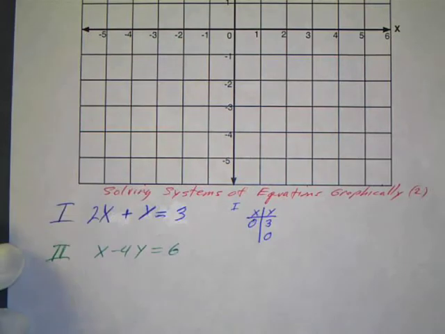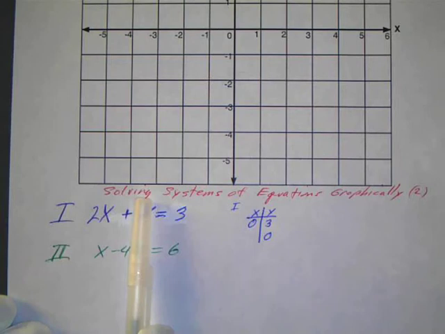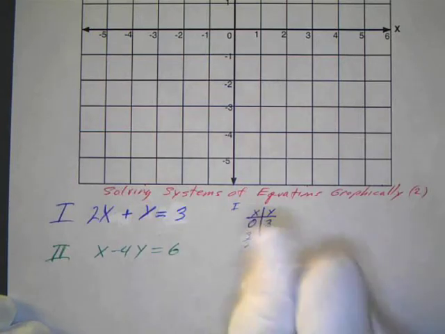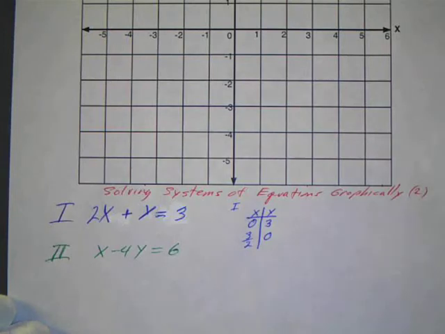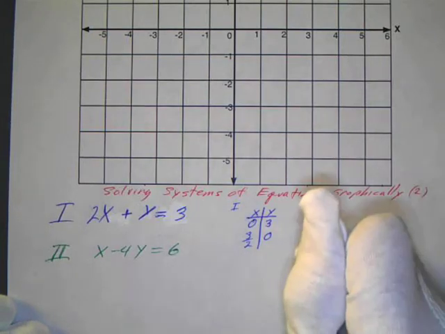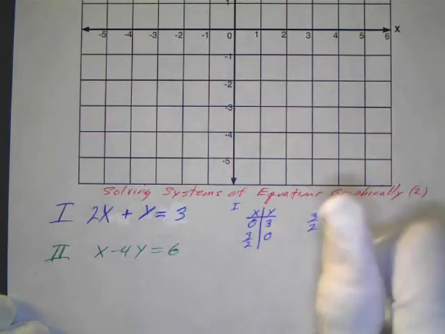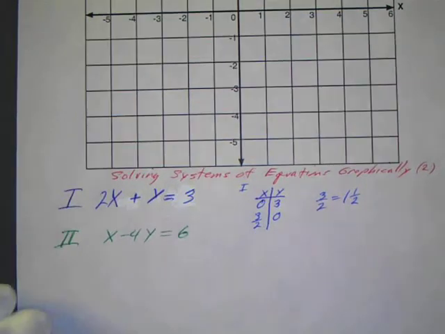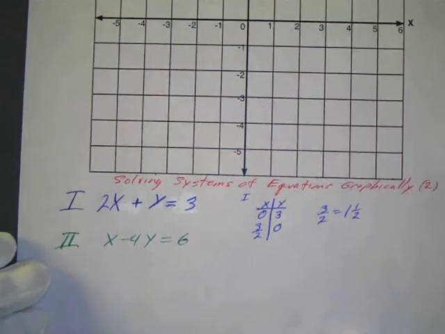And then when y is 0, 2x equals 3. So if I divide both sides by 2, x equals 3 over 2, which is the same thing as 1 1/2, or 1.5. So let's graph that and see what that's going to look like.